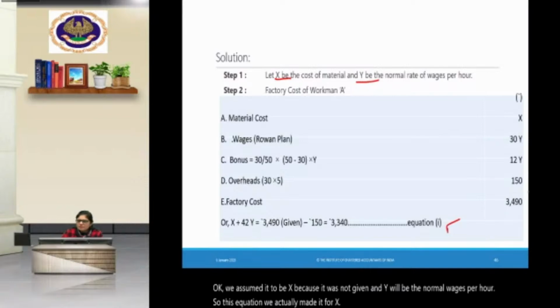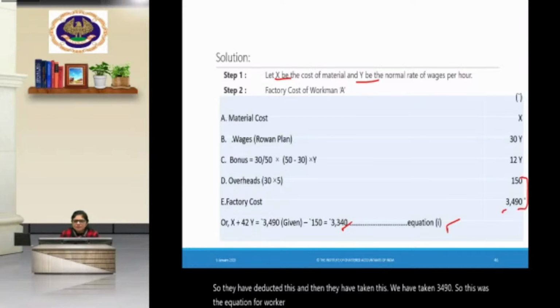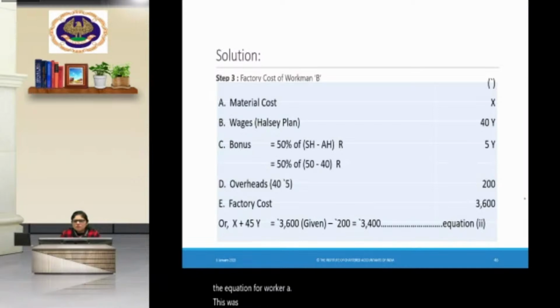So they have deducted this and then they have taken this. We have taken 3.90. So this was the equation for worker A. This was the equation for worker B. Similarly, material cost X, worker B followed the Halsey plan. And then the bonus. And then the overheads and the factory cost.